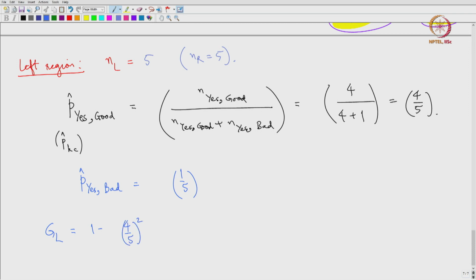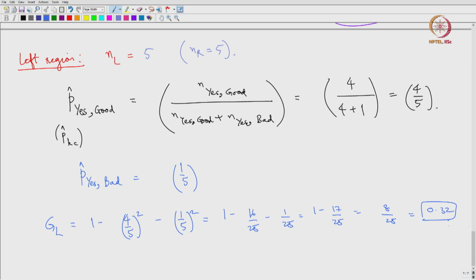which is 1 minus the sum of P hat Kc whole squared: 1 minus 4/5 squared minus 1/5 squared. So this is 1 minus 16 divided by 25 minus 1 divided by 25, so that is 1 minus 17 by 25, which is 8 divided by 25, and that is simply 0.32. So, this is what went into the left region.